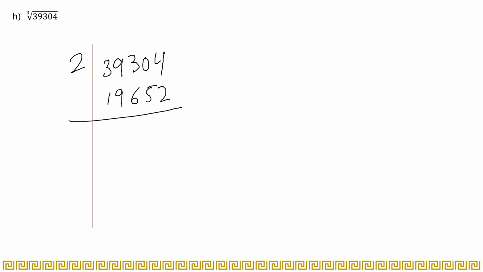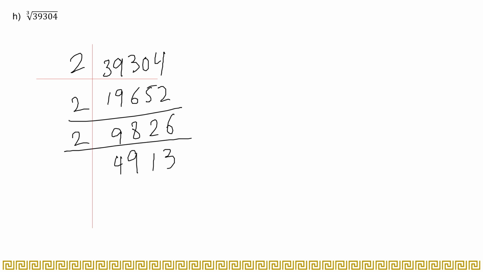So doing the last part, 39304, this number is divisible by 2. We will start with 2. 2 1s are 2, 2 9s are 18, 2 6s are 12, 2 5s are 10, 2 2s are 4, 2 9s are 18, 2 8s are 16, 2 2s are 4, 2 6s are 12, 2 4s are 8, 2 9s are 18, 2 1s are 2, and 2 3s are 6.